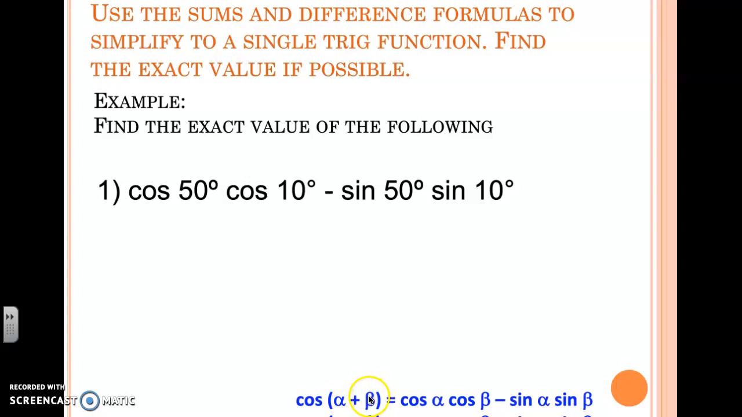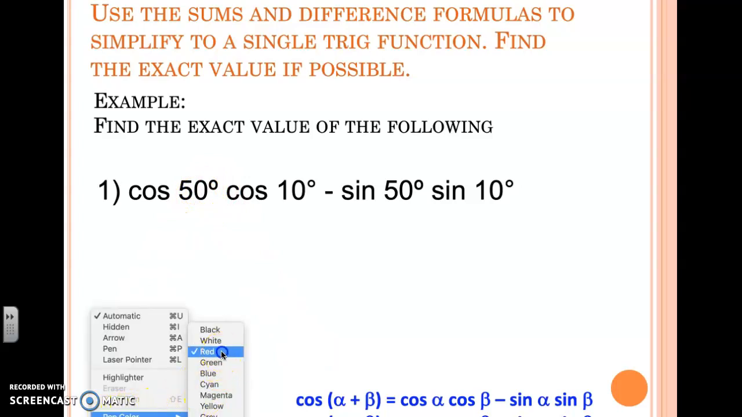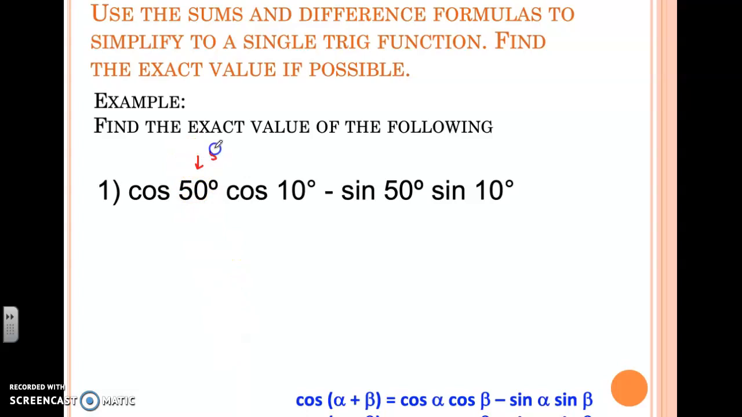Let me say that again. What are my two angles? My first angle is 50 degrees. My second angle is 10 degrees. Because I have cosine, cosine, this belongs to a sum of a cosine. Now, how do we know this is going to be a sum or a difference? It depends on this. When in my identity I have a minus, then this is going to belong to a sum, because my cosines will flip the sign. And my two angles are 50 and 10.